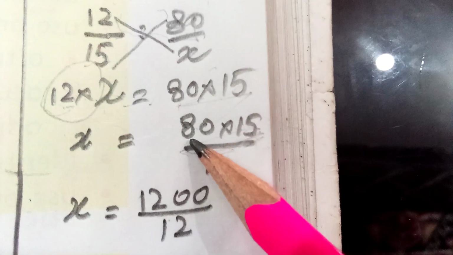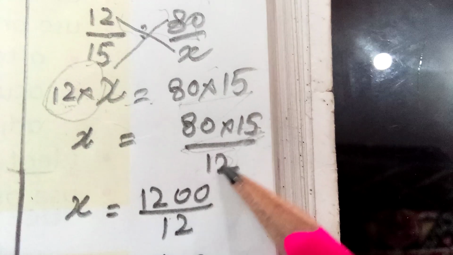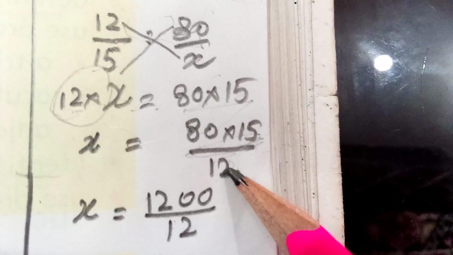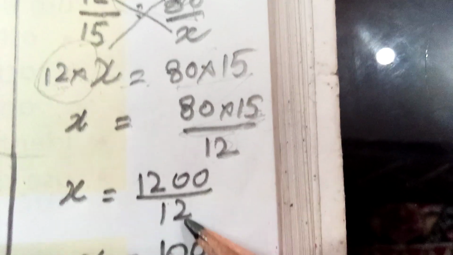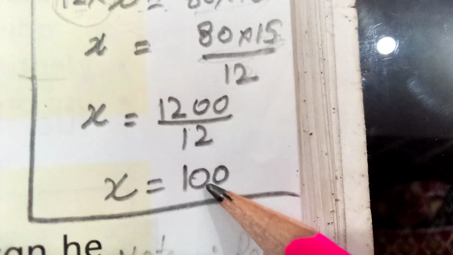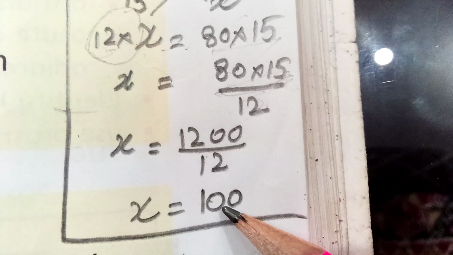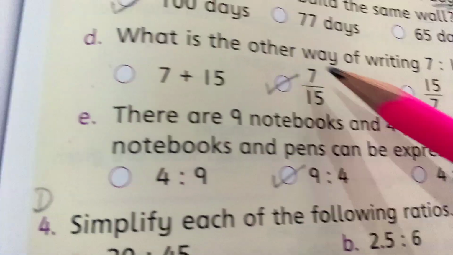Now we will multiply 80 times 15 gives us 1200, and this 12 is in the denominator. 1200 divided by 12 gives us 100. So it means that 100 days.